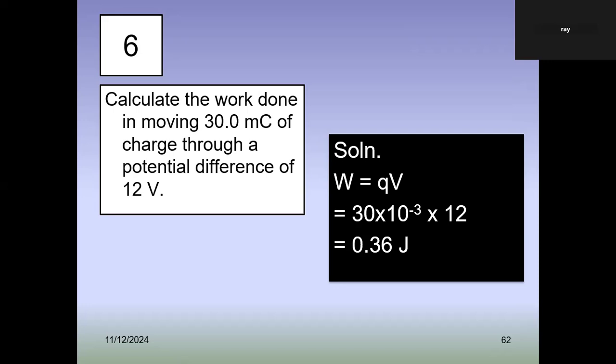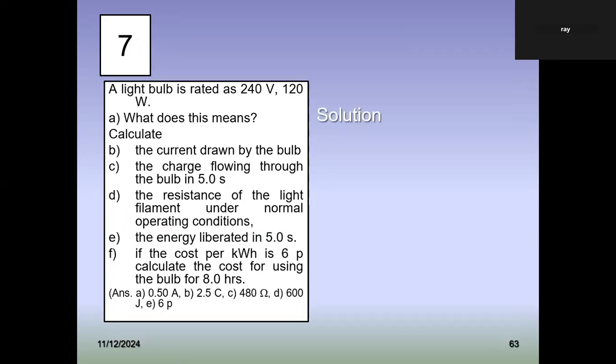Yeah, I got 36,000. No, 360,000. No, minus 3. Oh yeah, sorry. Yeah, 0.36. Calculate this one.